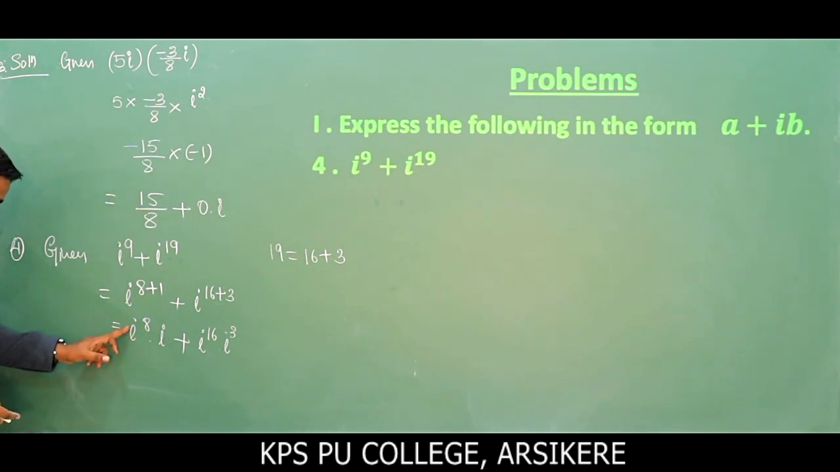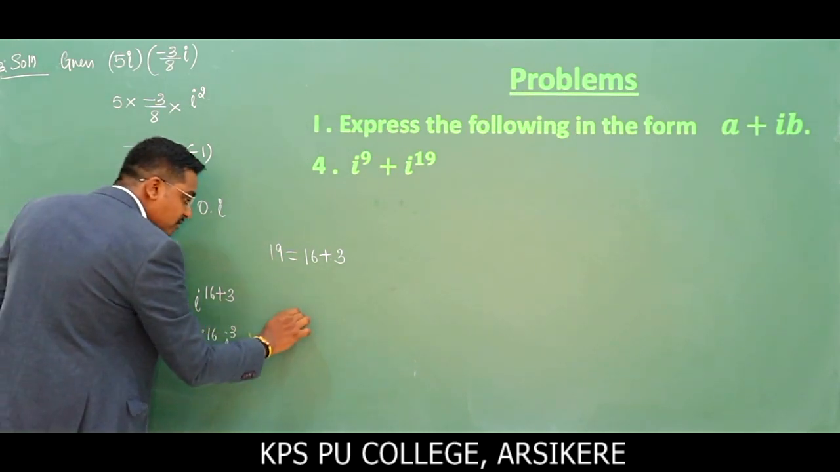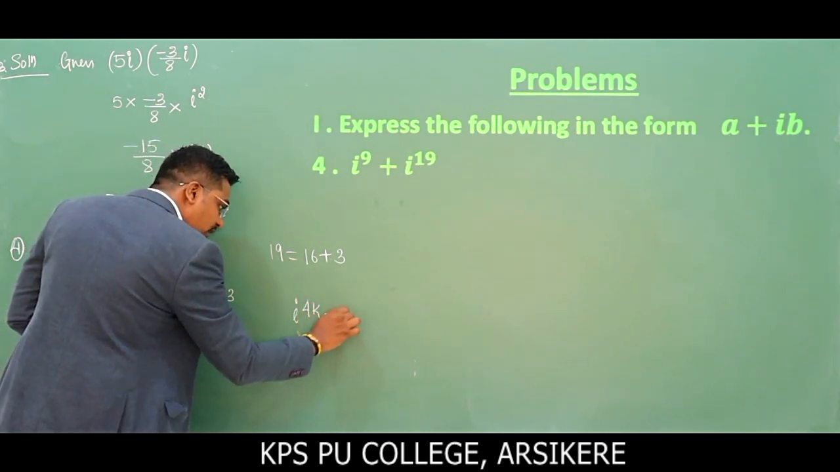Understood, children? Tell me, what is i power 8? It is a multiple of 4. 4 into 2, that is i power 4k. i power 4k is equal to what? Plus 1.